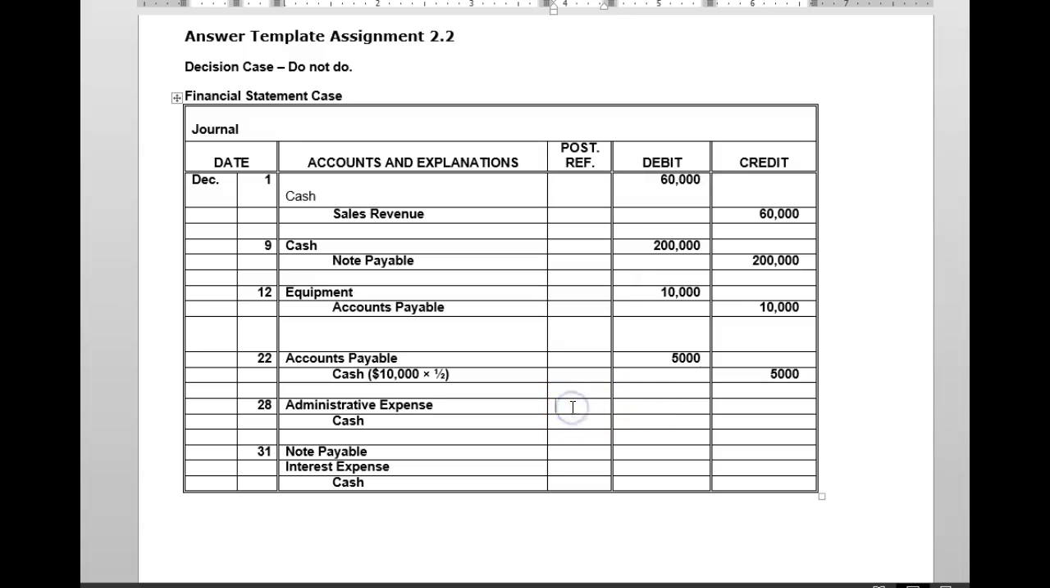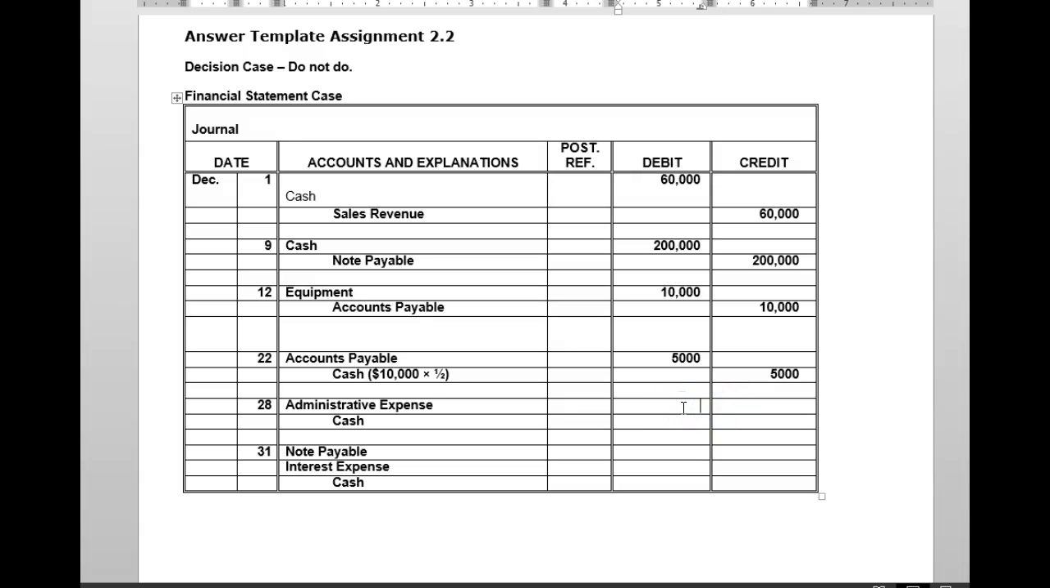So here's one, administrative expense. I paid an electric bill for $3,000. What would I do with that? I'm going to decrease my cash and increase my expense, right?